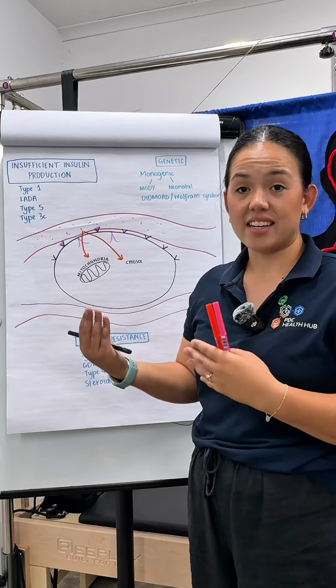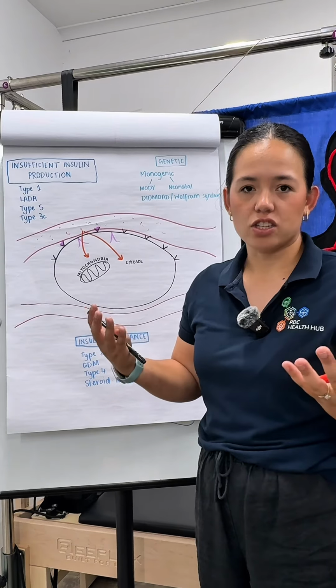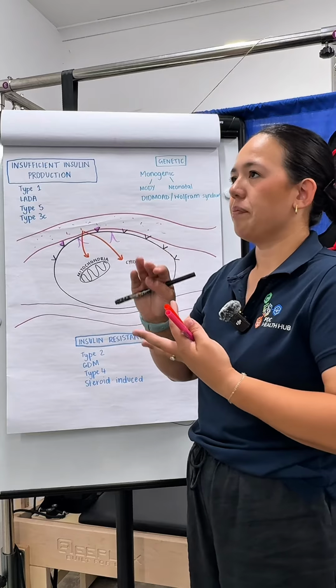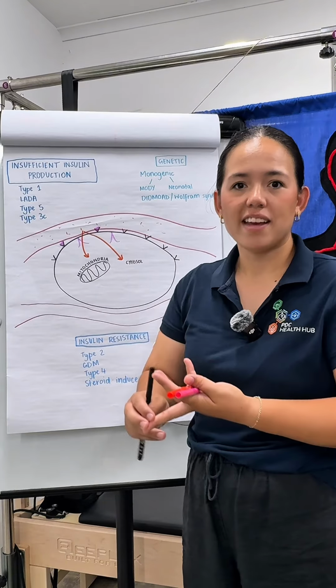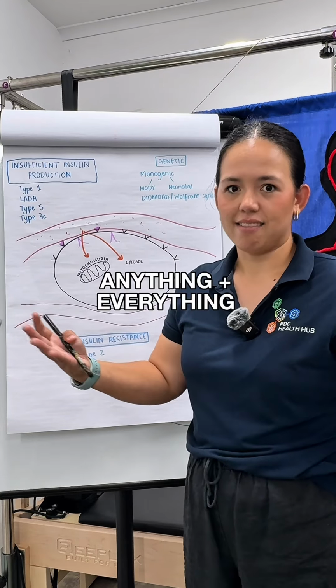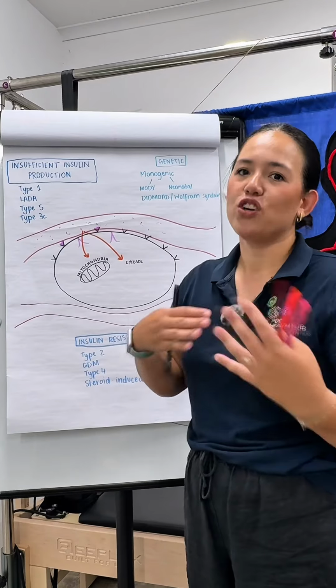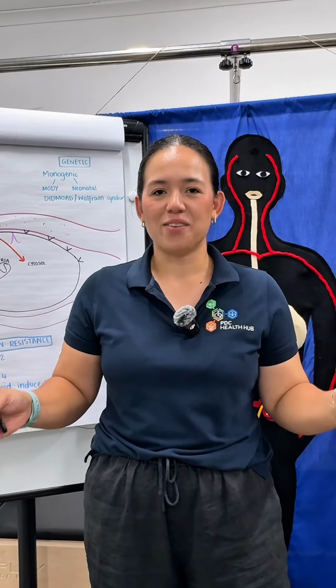So your cell uses energy to carry out the body's functions like breathing, your heart beating, moving, thinking, everything. Basically anything that your body does, you need energy to do. Now you guys understand all the basics, let's do a deep dive into all the different types of diabetes.